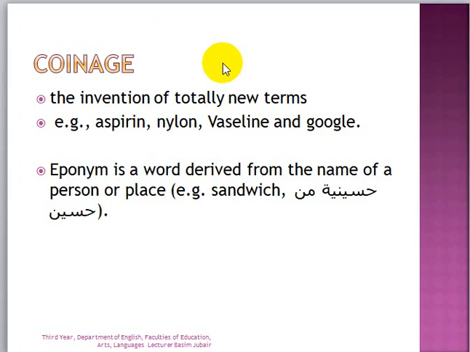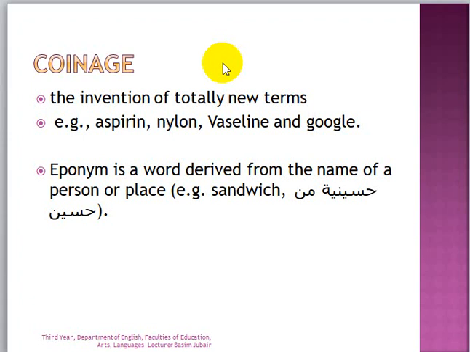However, if we talk about individual coinage, individual innovation, we cannot attach them to language unless they are systematic and used by a large group of the language speakers or language users. So once they are institutionalized, once they are used by a large number of the speakers of the language, they can be used as coinages.